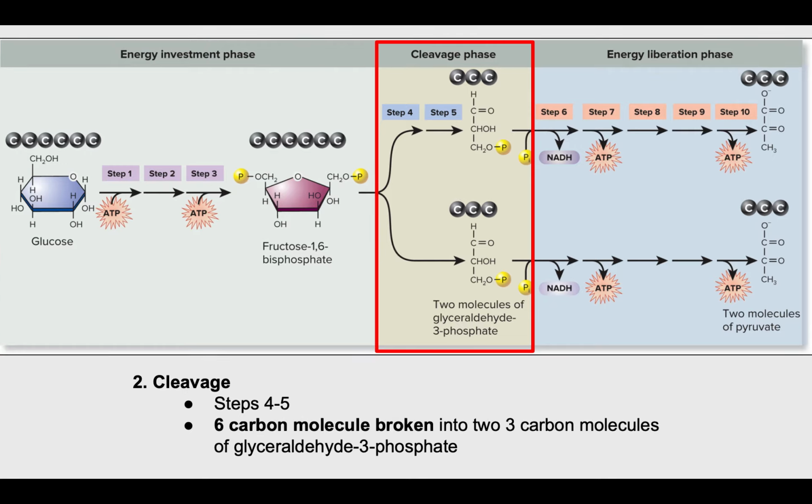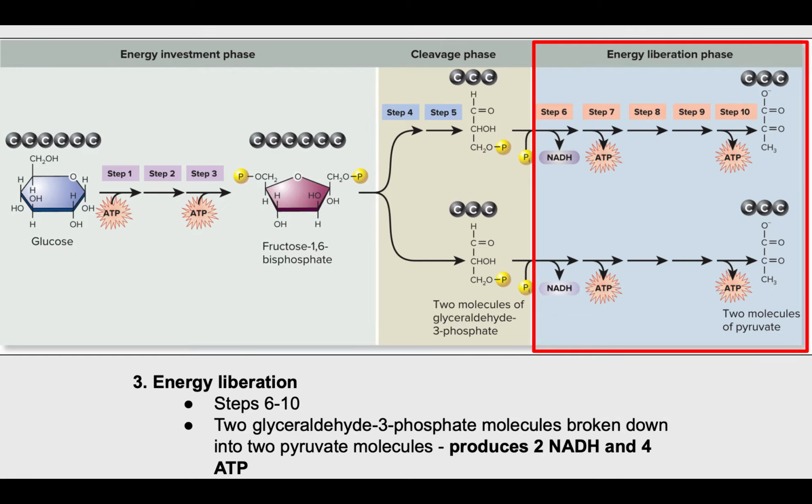The cleavage phase is the next phase. This is where we're taking our 6-carbon molecule and breaking it down into 2 3-carbon molecules. That molecule is glyceraldehyde 3-phosphate. I'm trying to keep it as simple as I can when we're talking about glycolysis. So we're breaking it down into 2 3-carbon molecules.